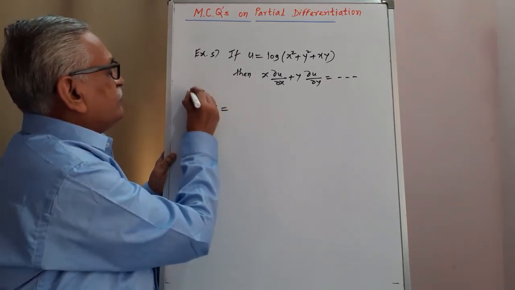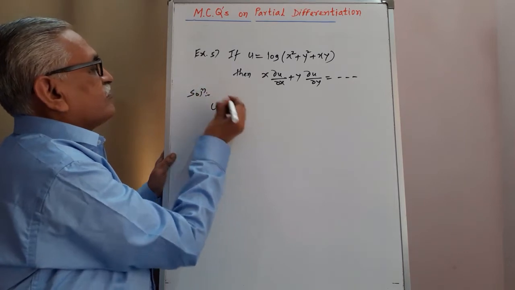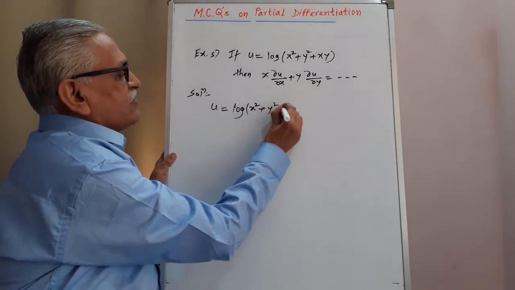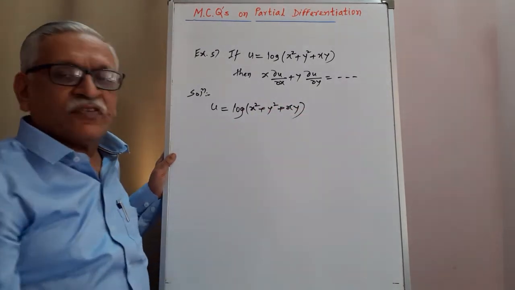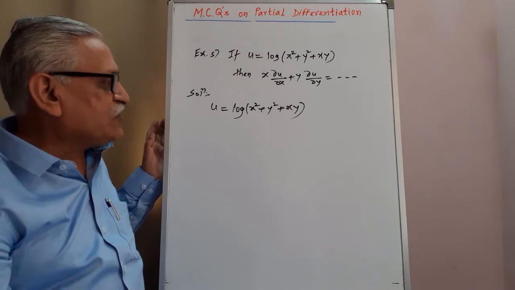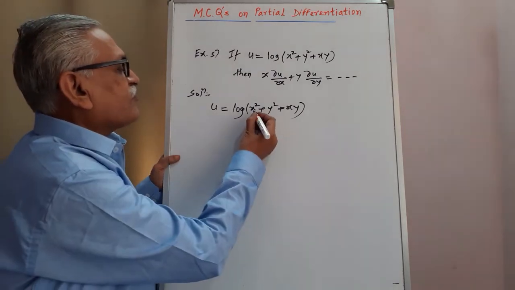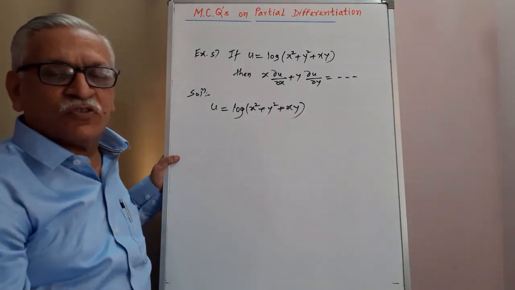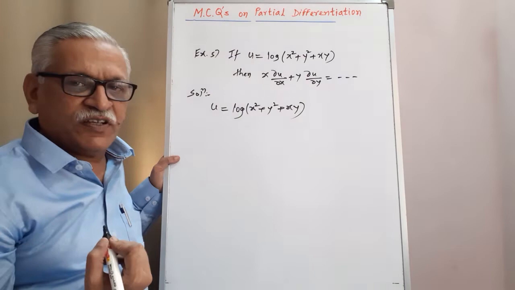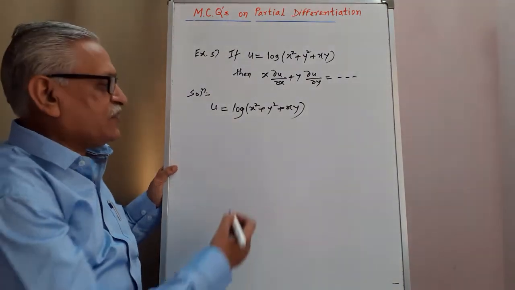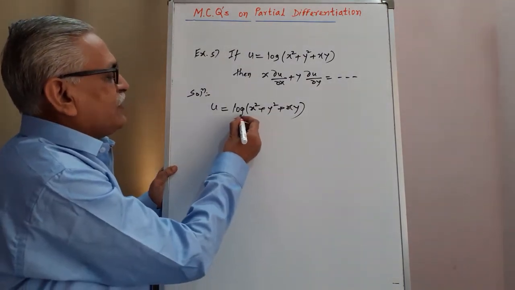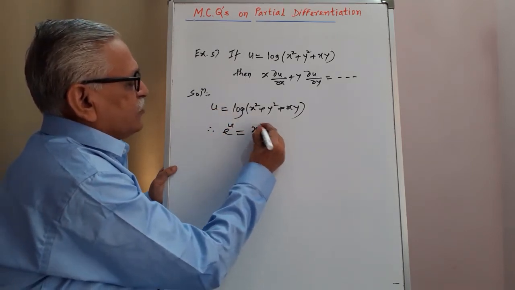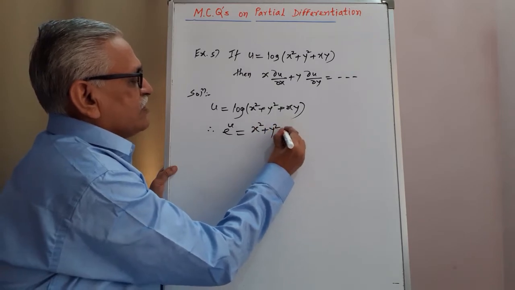Given u is equal to log of x square plus y square plus xy, it is function of function, case number 2 for Euler's theorem. Degree of x square is 2, degree of second term is 2, and degree of third term is 2. Therefore as degree of each and every term is same, it is a homogeneous function, and therefore transferring this to the other side, we get e raised to u is equal to x square plus y square plus xy.